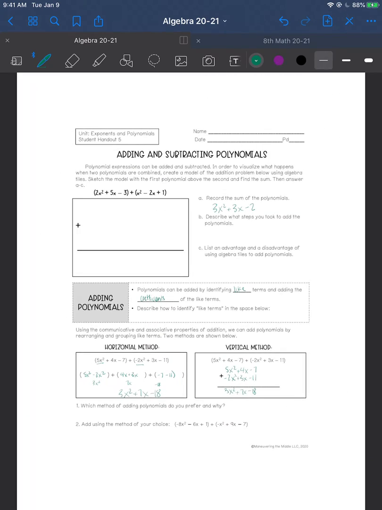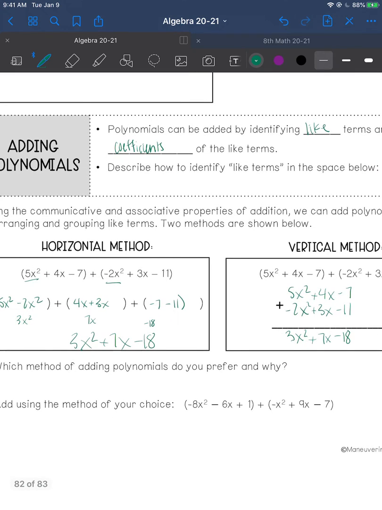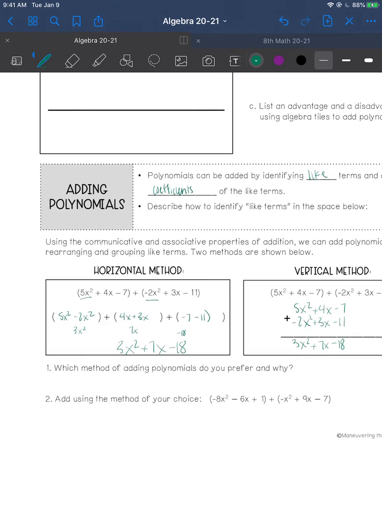Yes. It was the same problem, just showing you the two different methods. So you can either rearrange and have like terms right next to each other, or you can stack. Whatever helps you see it, whatever method you want, that is up to you.